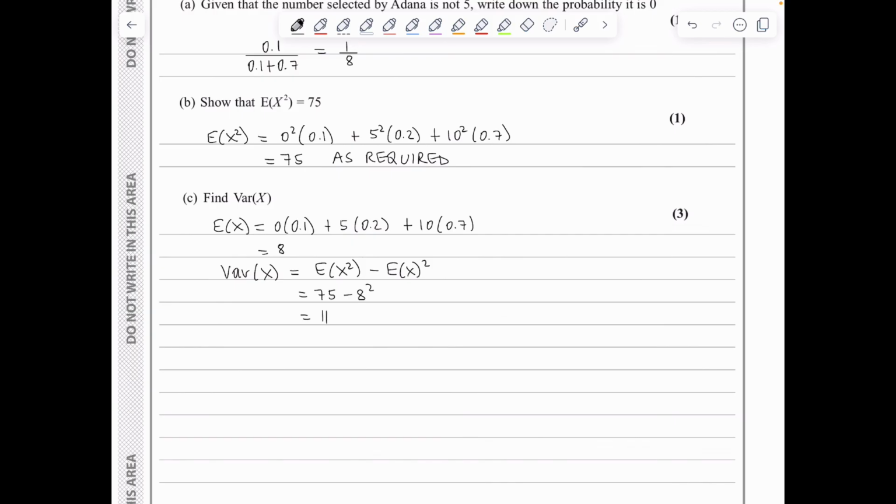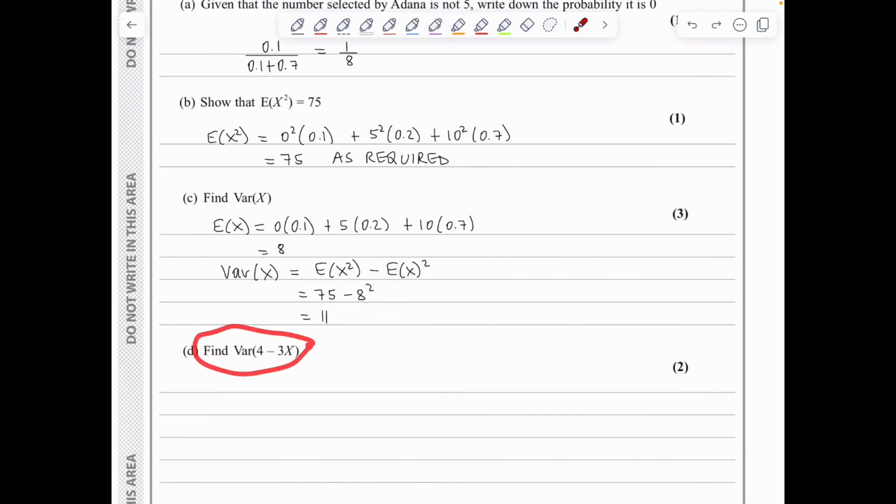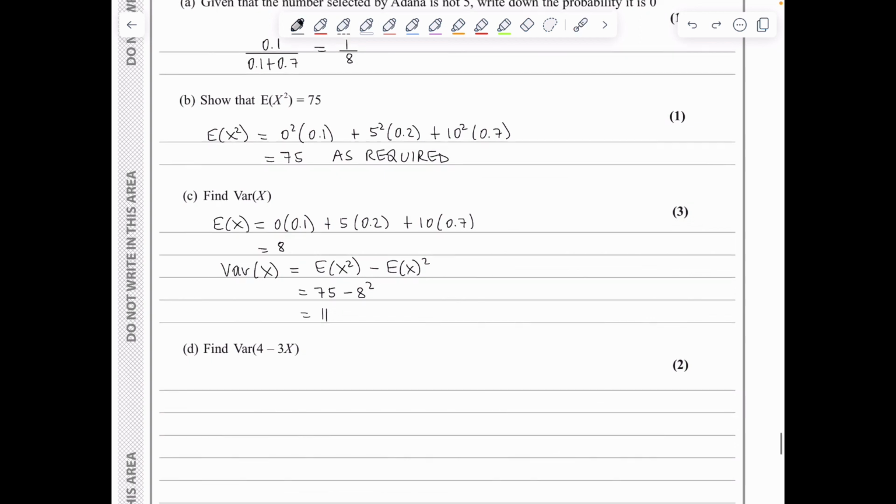In part D, we are asked to find the variance of 4 minus 3x. We're looking at coding essentially here. The 4 here is simply a constant which is added, so it's not having an effect on the variance. However, the negative 3 is multiplying the x, so it is having an effect on the variance. So we have that the variance of 4 minus 3x is equal to minus 3 squared times var x. Well, this is 9 times 11, which works out to be 99.